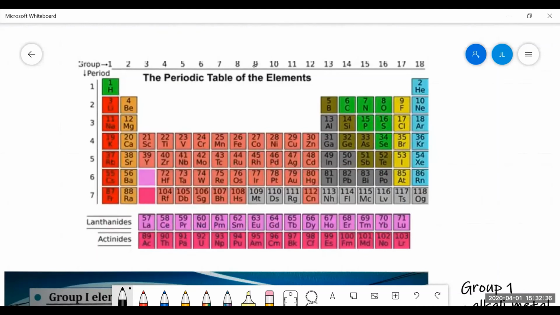So, group 8. Group 8 consists of this. How many? 1, 2, 3, 4, 5, 6. 6 elements. So, can you name each element? Helium, neon, argon, krypton, xenon, and radon. Radon, correct. Okay, so memorize.